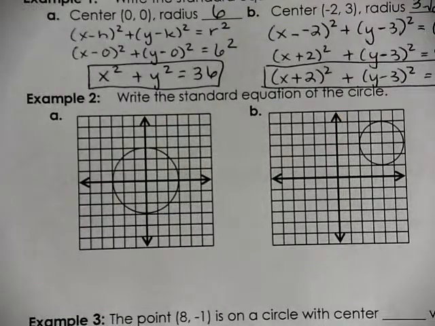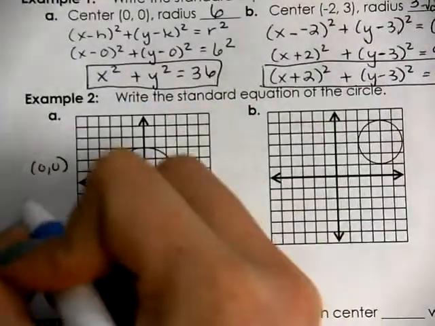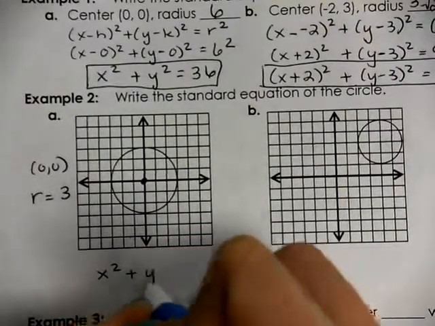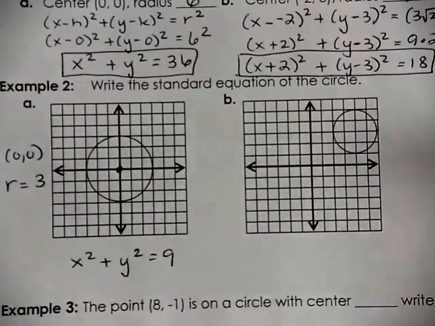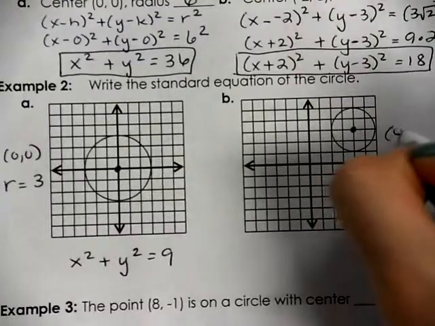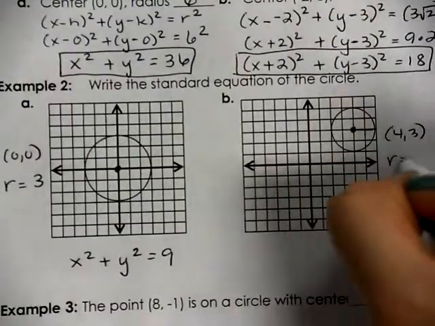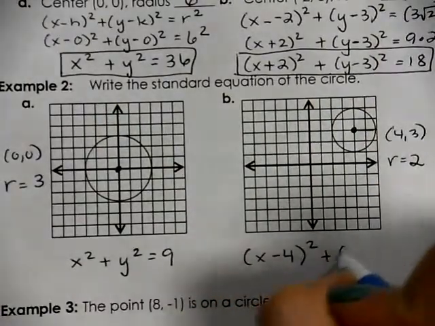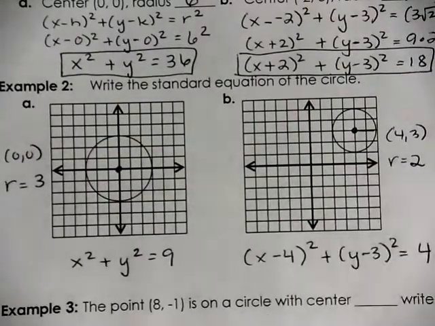All right, as we look at this one, the center here is 0, 0. The radius is 3, so our equation, x squared plus y squared equals 9. For the next one, our center right here is 4, 3. This one, the radius is 2. So we have (x minus 4) squared plus (y minus 3) squared equals 2 squared, which is 4.